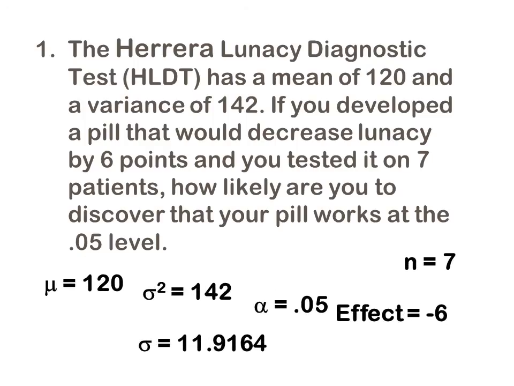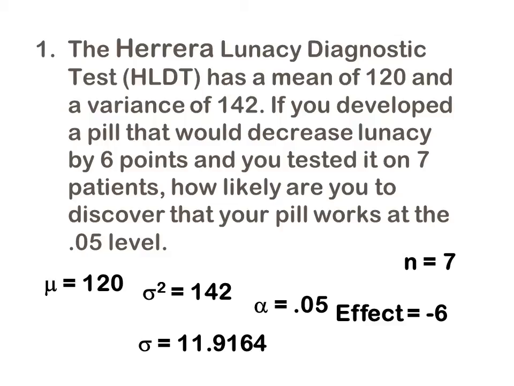The Herrera lunacy diagnostic test, that HLDT, has a mean of 120 and a variance of 142. If you develop a pill that would decrease lunacy by 6 points, and you test it on 7 patients, how likely are you to discover that your pill works at the 0.05 level?